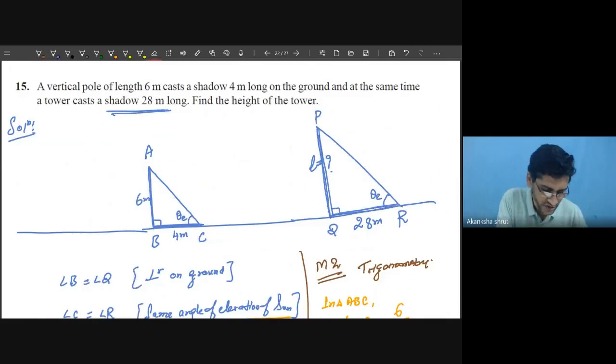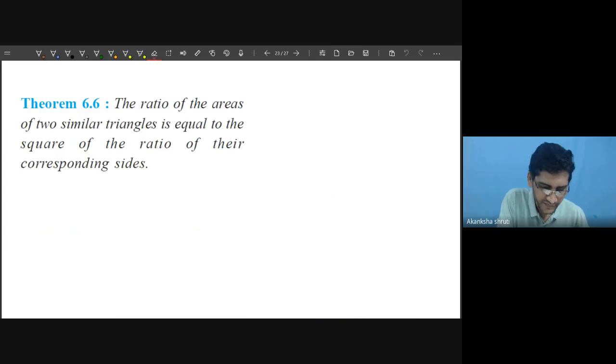Now let us go for the next question. The ratio of area of two similar triangles is what we want to calculate. Again, whatever similarity concept we have learned, the same thing we also have to use here. But here we are interested in the area, so how to get it? Let us do this theorem. It is very easy, and this question is also asked. This theorem is also very important.